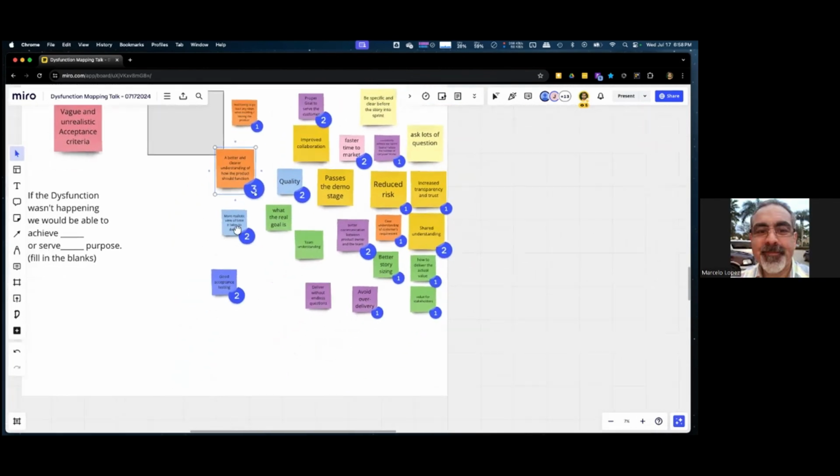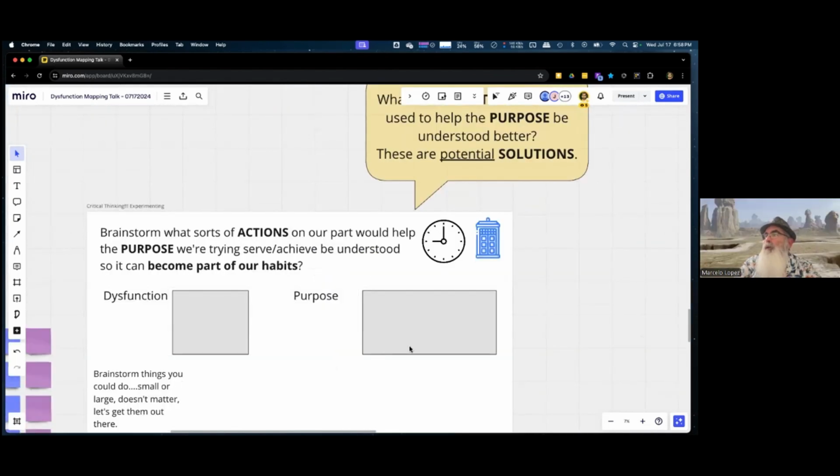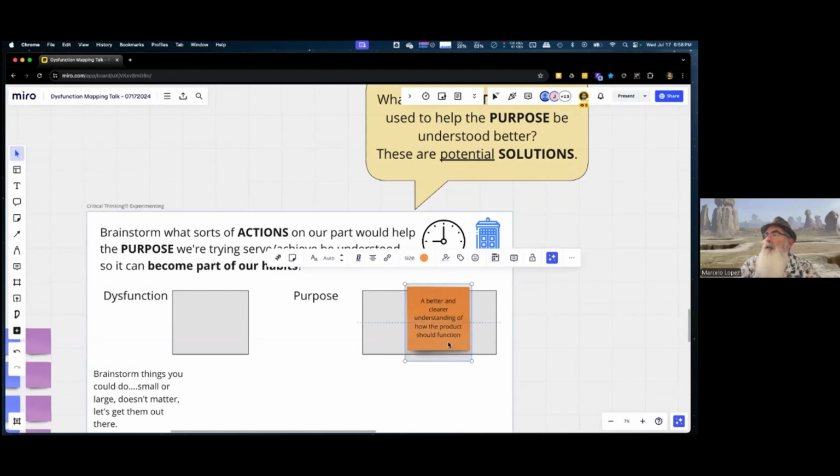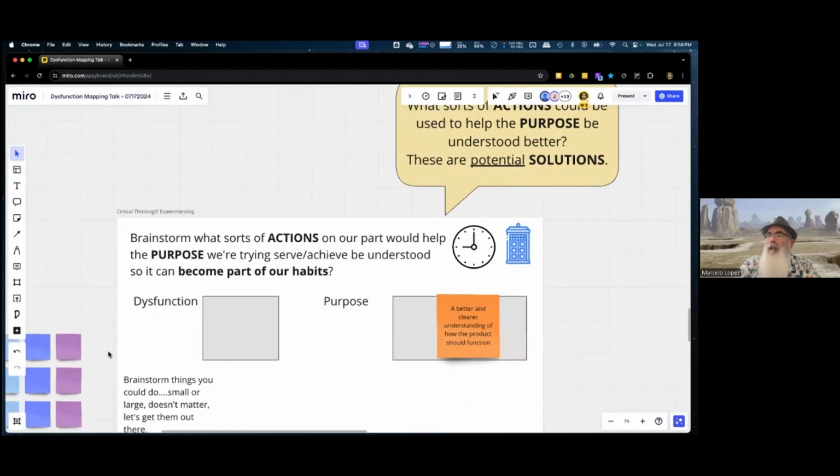So for right now, go along with me. We're going to try on our thinking caps because I'm going to copy this purpose over here and the dysfunction it was affected by. You guys see that? Mhm.